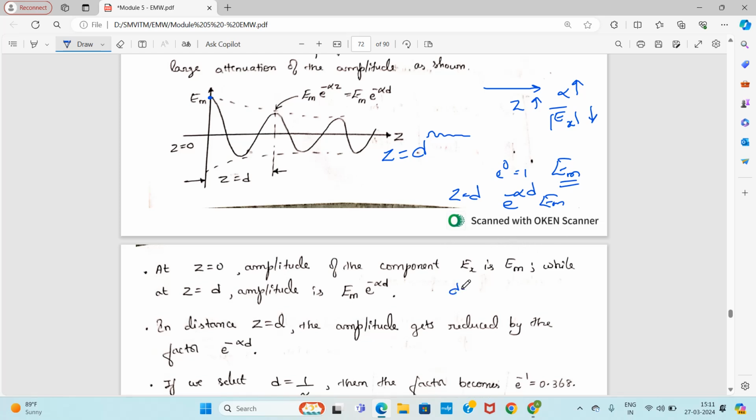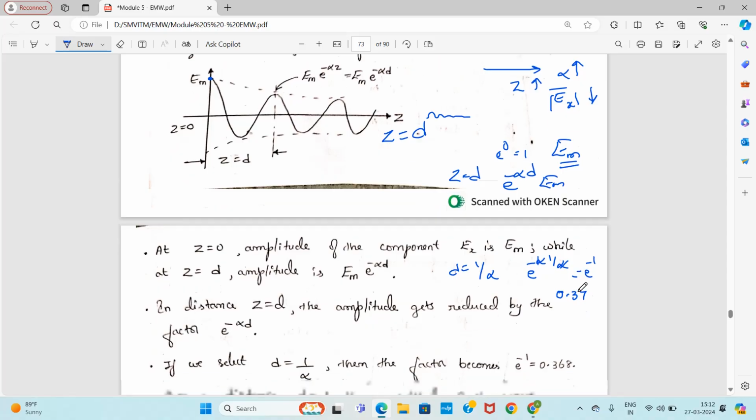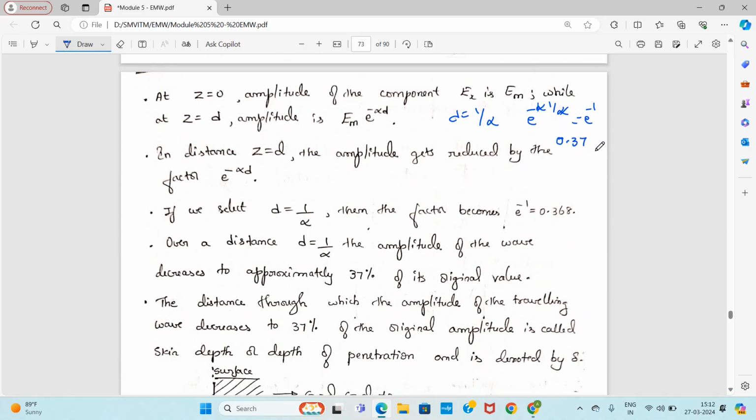Now if I make d as 1 by alpha, e power minus alpha into 1 by alpha, this gets cancelled, giving e power minus 1. E power minus 1 is nothing but 0.37. If I multiply this by 100, I get 37%. So when the distance becomes equal to 1 by alpha, the amplitude of the signal is 0.368, 36.8, or approximately 37%. The amplitude of the wave is decreasing to approximately 37% of its maximum value.